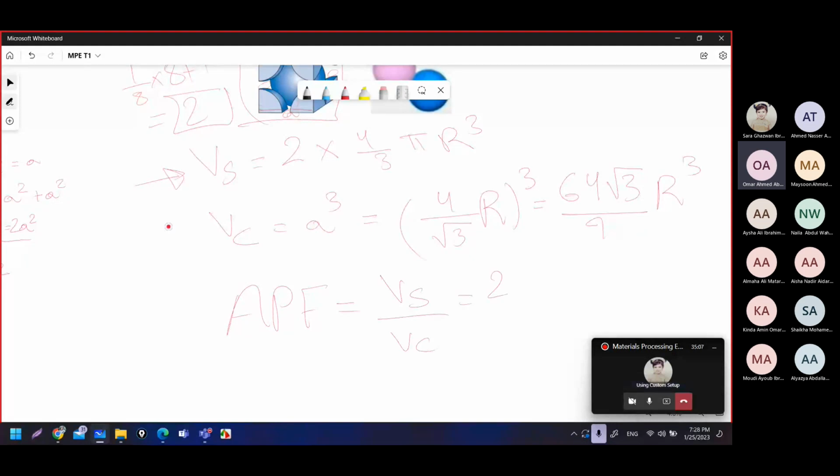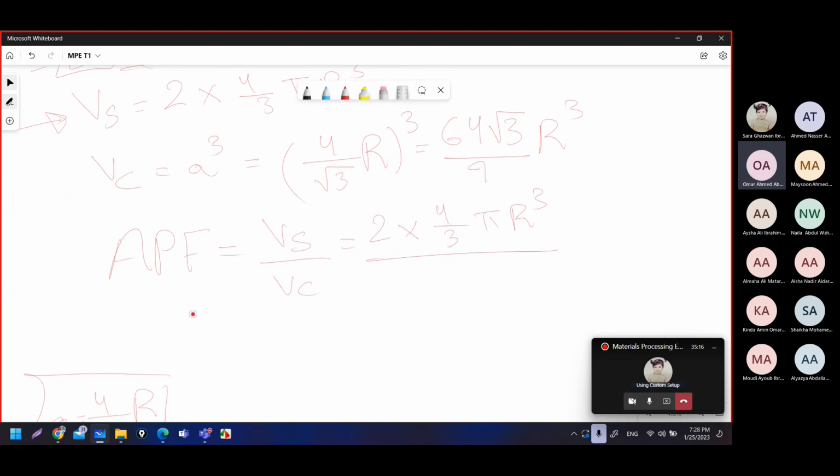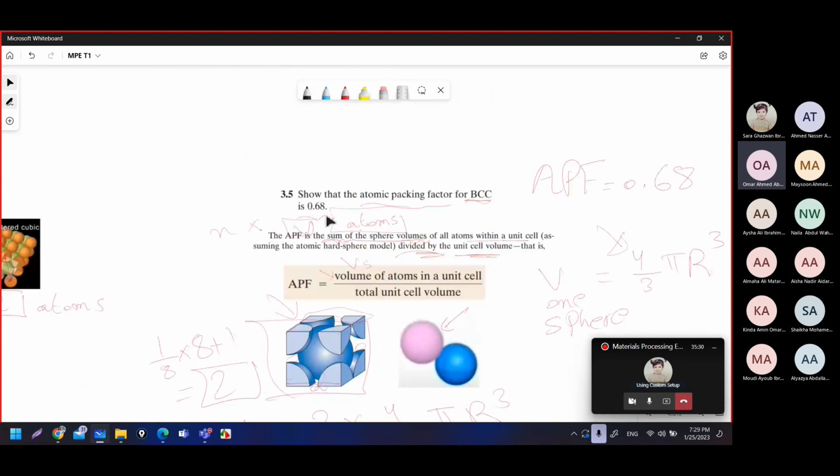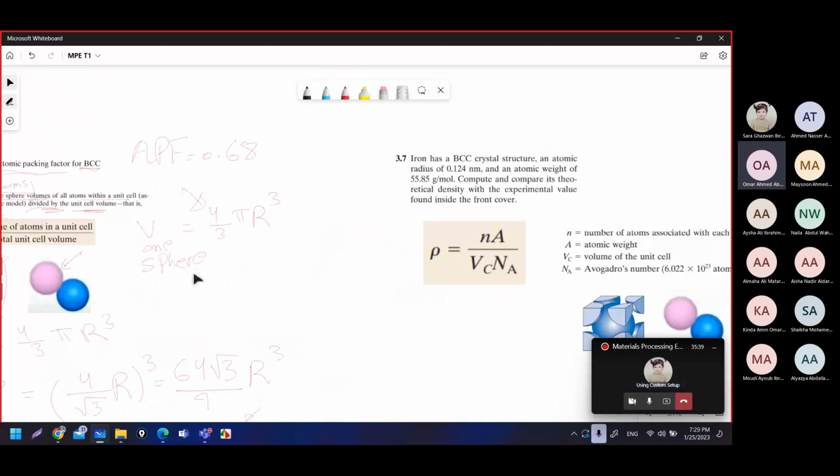Vs is the number of atoms, 2, times the volume of any sphere, which is 4/3 pi r cubed, over the volume of the unit cell, which is 64 √3/9 r cubed. I will cancel r cubed with r cubed, and the remaining is constant. This will give you 0.68, and by this we showed that the atomic packing factor for the BCC structure is 0.68. So that is it for this question.